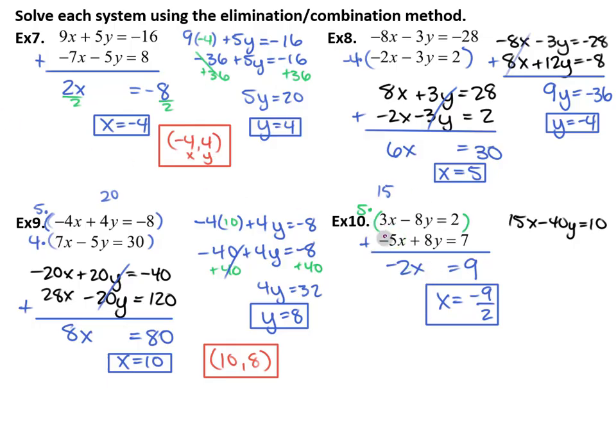Now I like that this already has a negative sign with it, so that makes my life a little easier to get my negative 15x. And I'll need to multiply that by 3 to make negative 15x. So multiplying that entire equation by 3, I get negative 15x plus 24y equals 21. And we can now add these together. My x's, of course, are going to cancel.